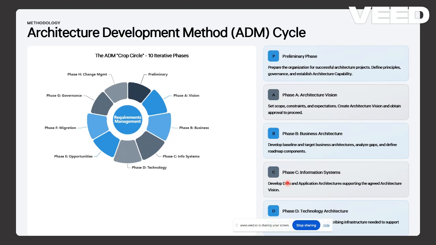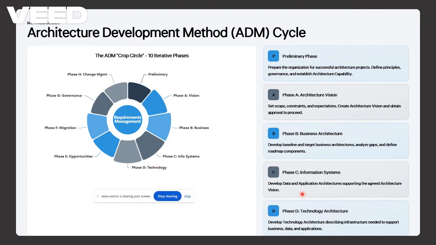Now C is information systems. It covers how you develop the data and application architecture to support the business architecture vision you agreed with the business. Now, D is technology architecture. Develop the technologies. It talks about how you are going to take your business strategy into your technology description and the infrastructure needed to support the business model, data, and application.